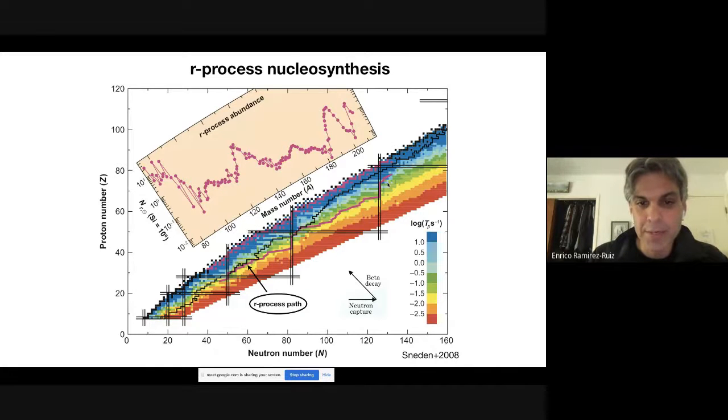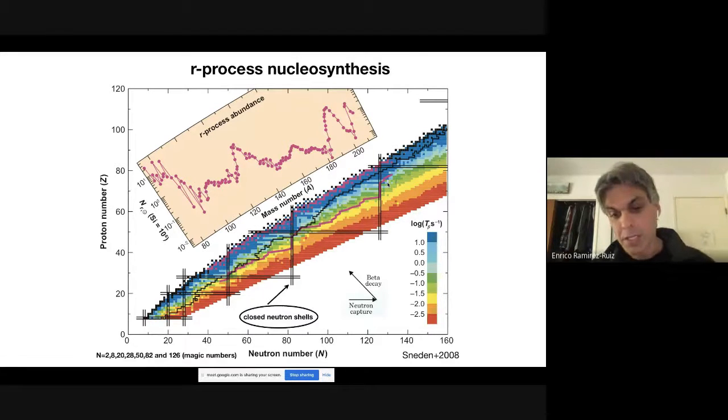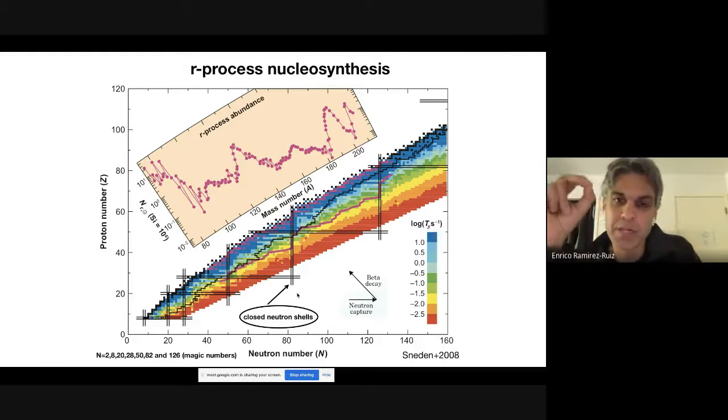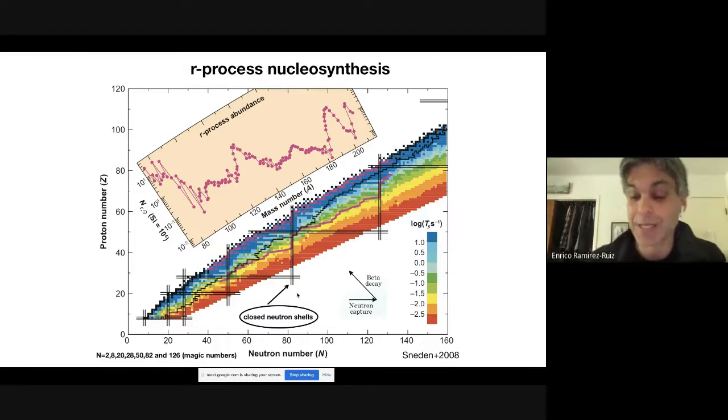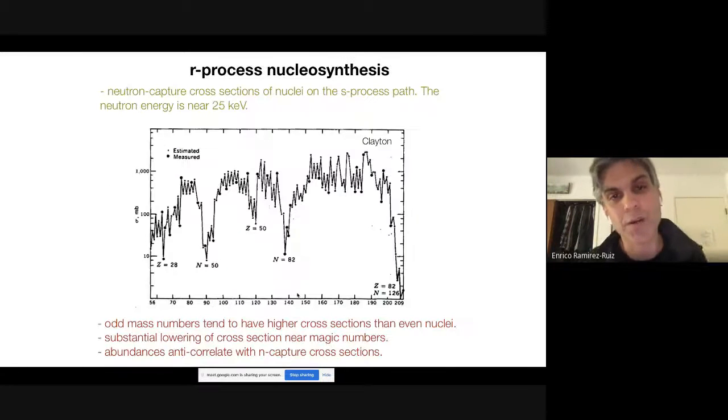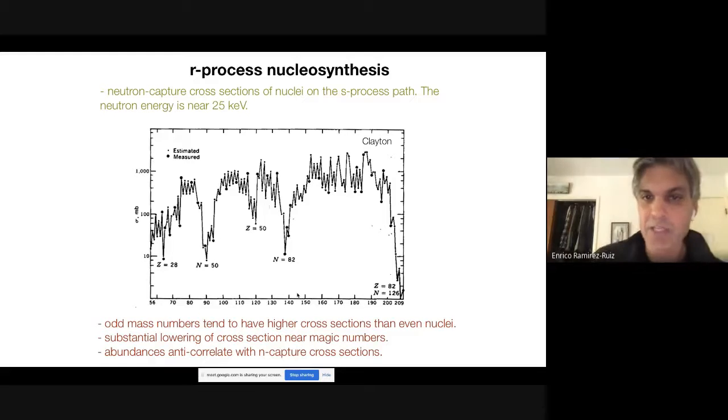Something I'm going to spend quite a bit of time talking about is these closed neutron shells, these magic numbers. This is very, very important. So what happens in these closed neutron shells? Of course, from the perspective of nuclear stability, those nuclei are incredibly stable. So they don't want to capture neutrons. And that's essential. What I'm showing you here is the neutron capture cross-section of nuclei in the S process pathway. This is happening at smaller energies of the S process, but there are a few aspects.